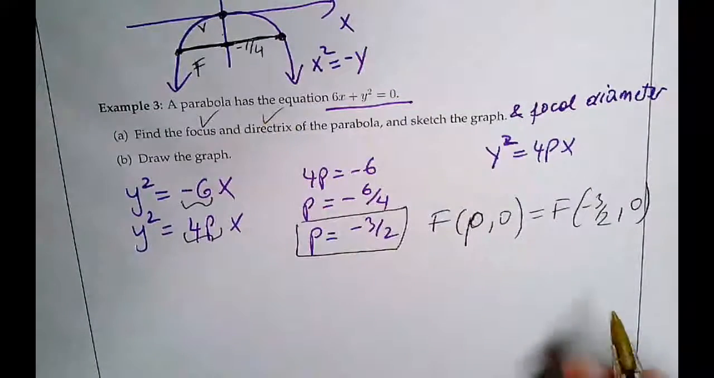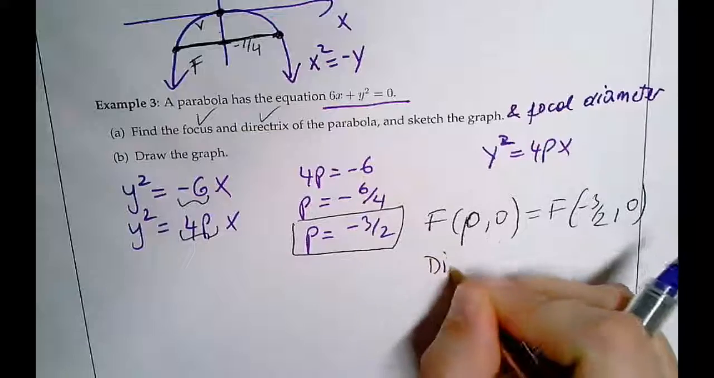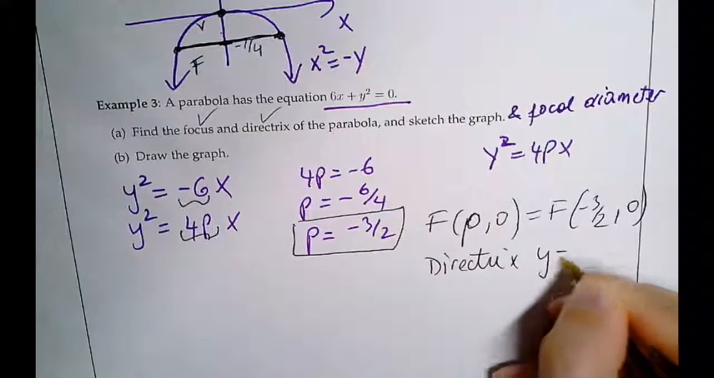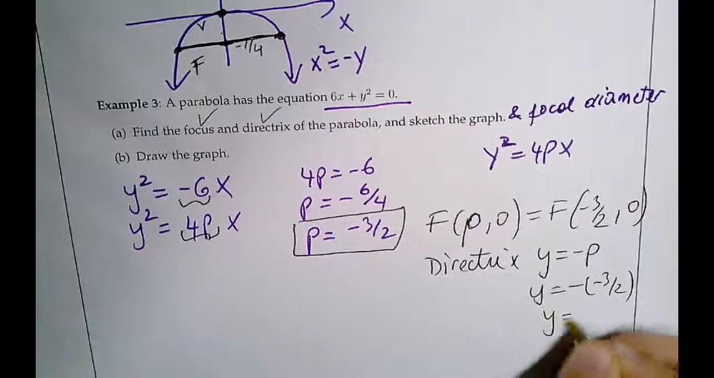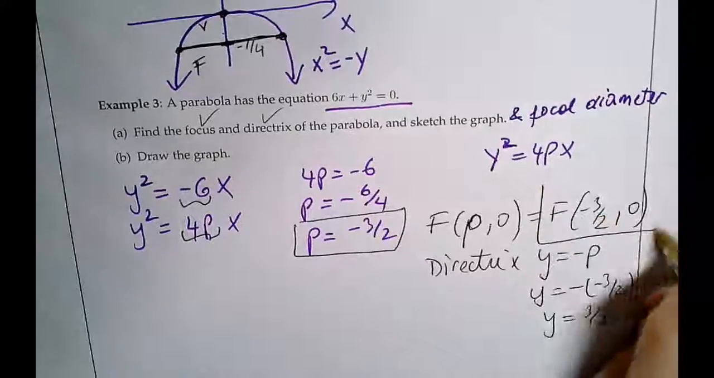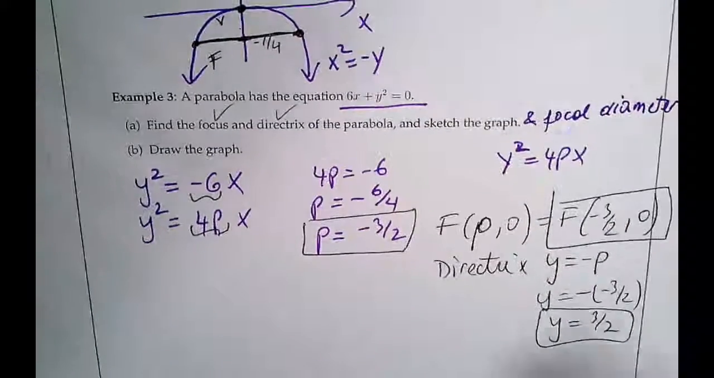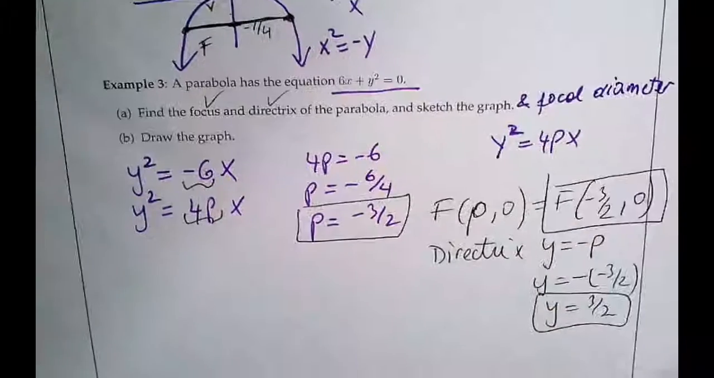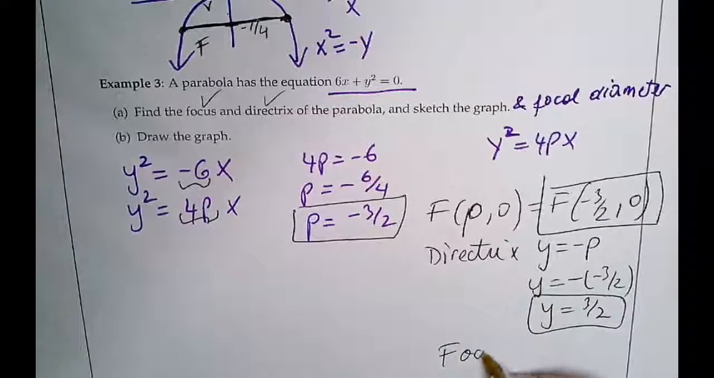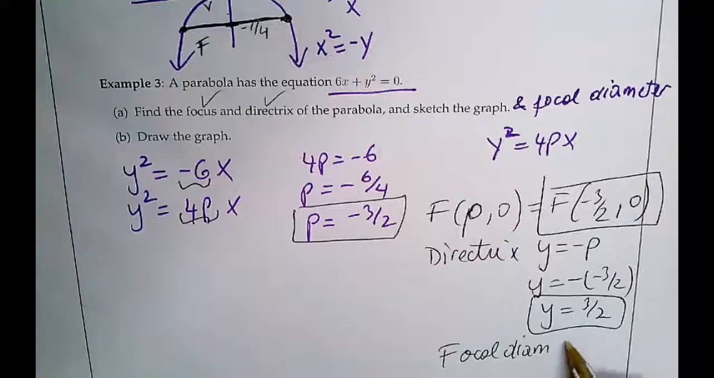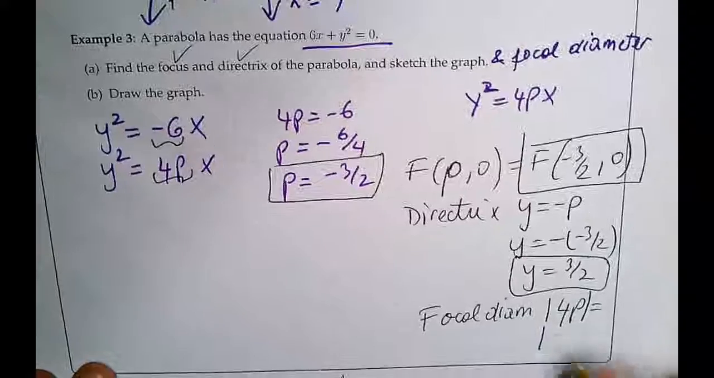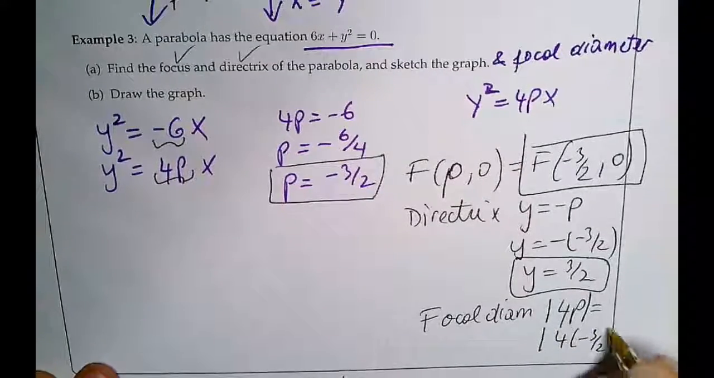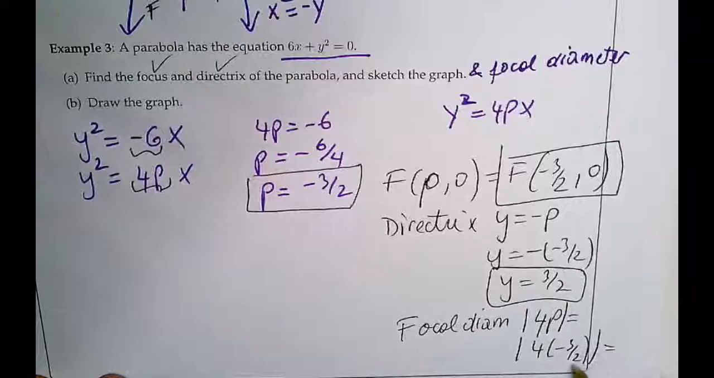What about the directrix? The directrix is x equals negative p. So x equals negative negative 3/2, so x equals 3/2 is the directrix. Okay, and then the focal diameter is just absolute value of 4p. So it's going to be absolute value of 4 times negative 3/2, which equals absolute value of negative 6, which equals positive 6.